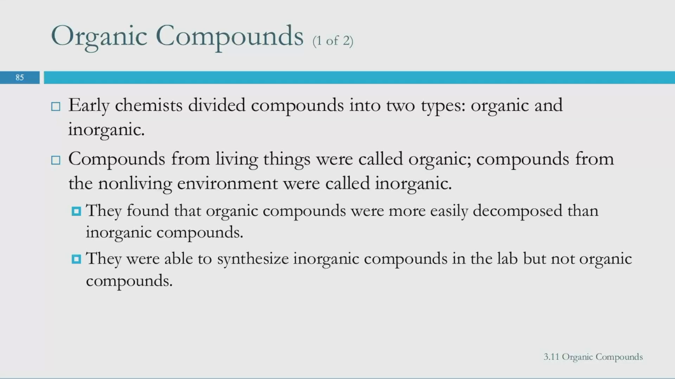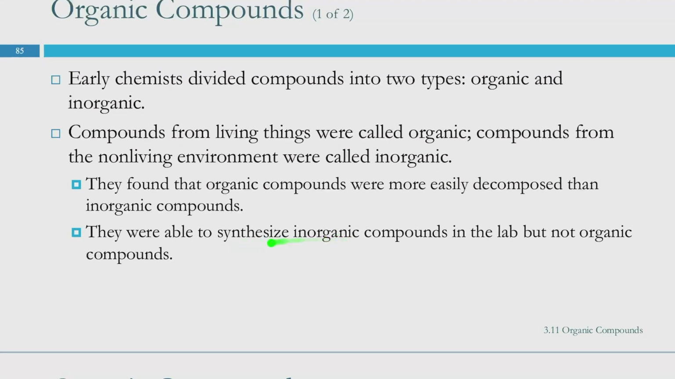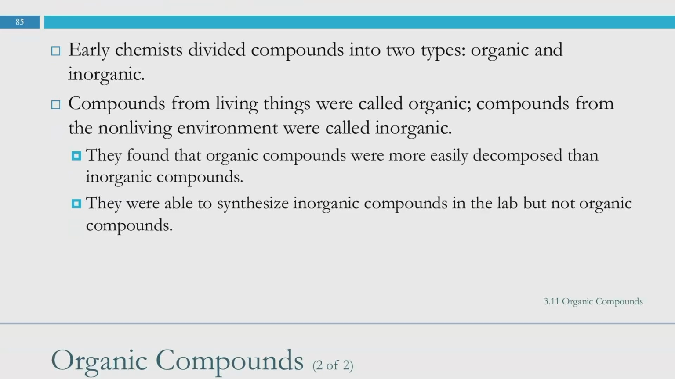Okay, so skipping ahead. Early chemists, not people who got up before the sun, but just chemists who are now dead, divided compounds into two types, organic and inorganic. The historical origin of this is that compounds from living things were called organic, compounds from non-living environment were called inorganic. So things from like rocks, for example, which aren't alive but are cool. They found that organic compounds were more easily decomposed than inorganic compounds, and they were pretty easily able to synthesize inorganic compounds in the lab, but not organic compounds.